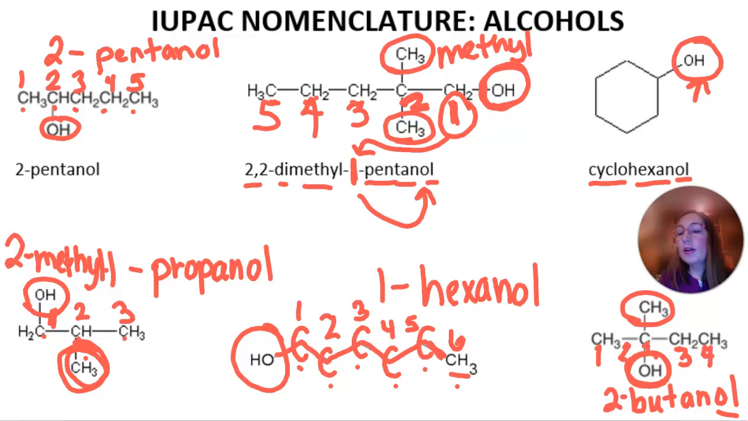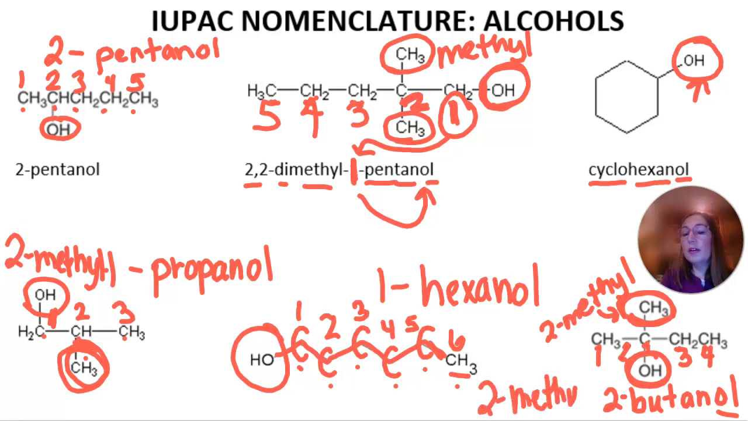And then we also have a methyl on carbon 2. So this will be a 2-methyl. So on carbon 2, there was both an alcohol going down and a methyl going up. So this would be 2-methyl-2-butanol. So those are some basic different types of molecules that we might have to name that contain alcohols.